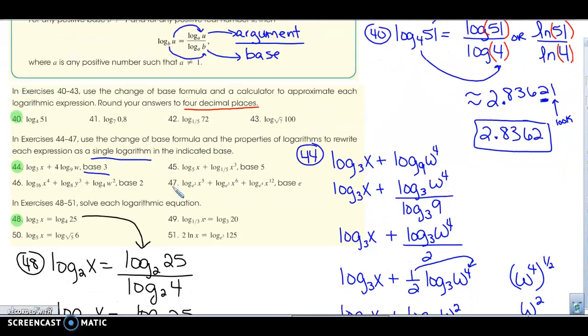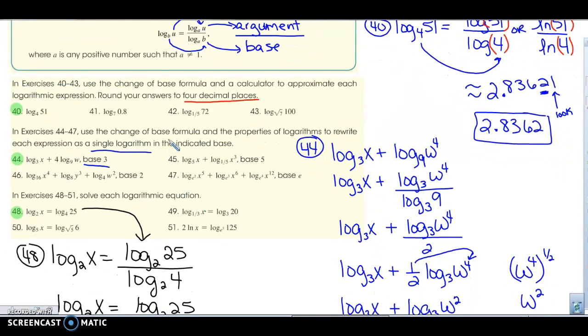All right, here's an example here where they ask us to use the change of base formulas and the properties to rewrite these as a single logarithm with the indicated base. So they want us to rewrite these, which is base 3 and base 9, all in terms of base 3, and then also bring it together as a single logarithm. So taking a look at this over here, writing the problem over here, the first thing I did was take the 4 and rewrite it as an exponent. So we have w to the 4th power.